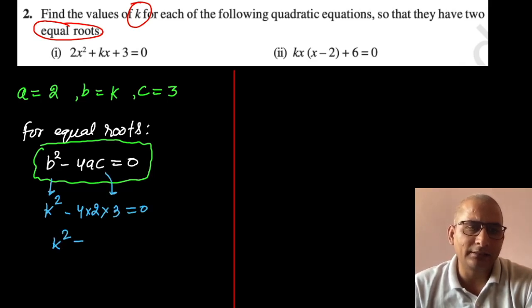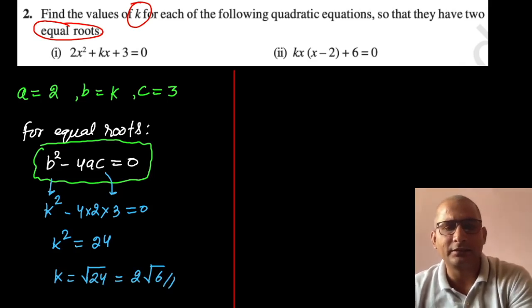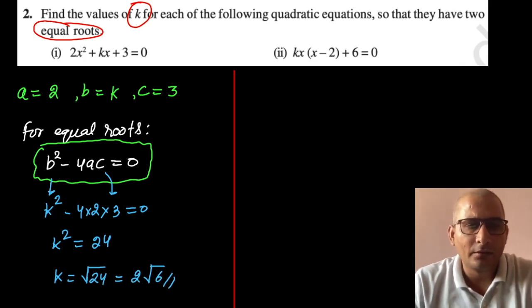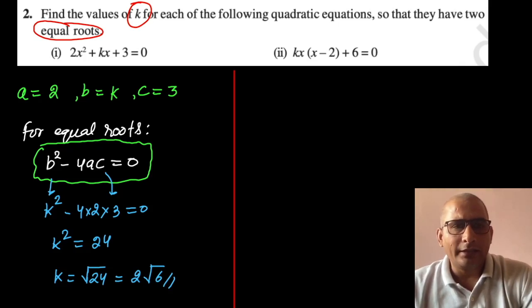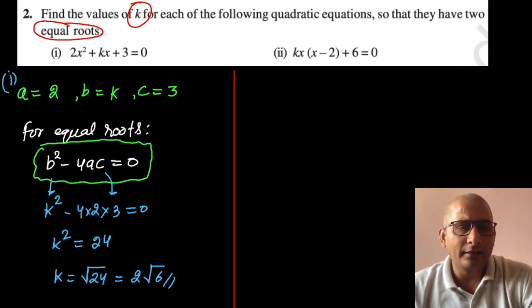So it can be written as k square equal to 4 times 2 times 3, which is 24. So k is equal to root of 24. It can be written as 2 root 6 is the answer in this case. So like this we can find out the value of k. And if you look at the second part here, first of all we need to solve this second part a little bit, make it into the standard form.